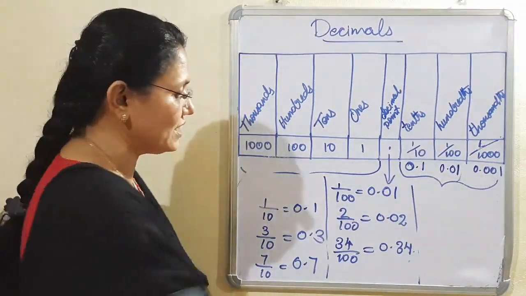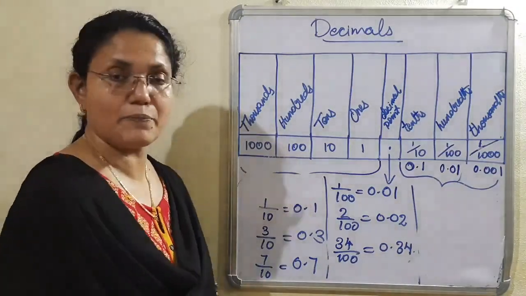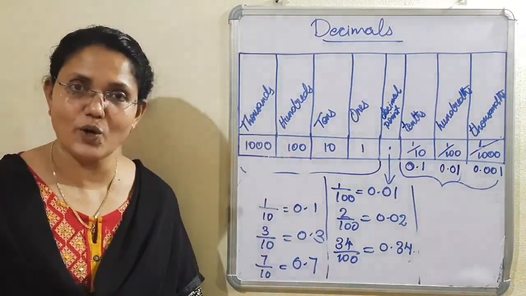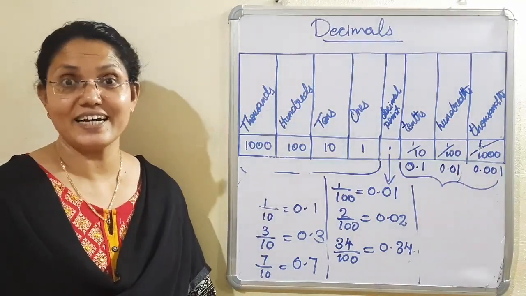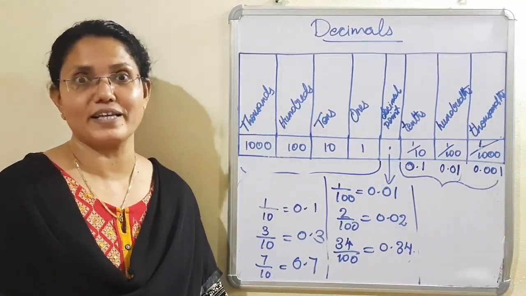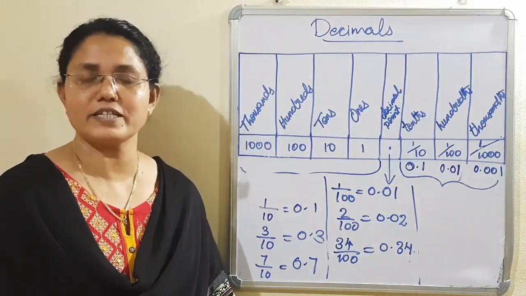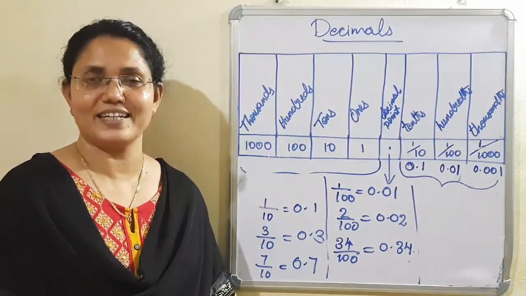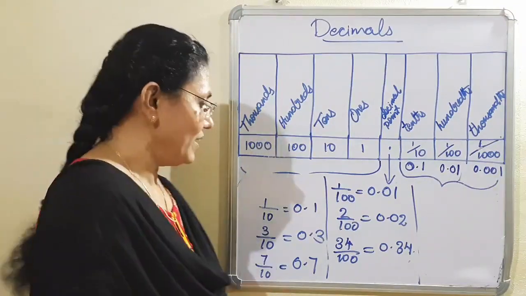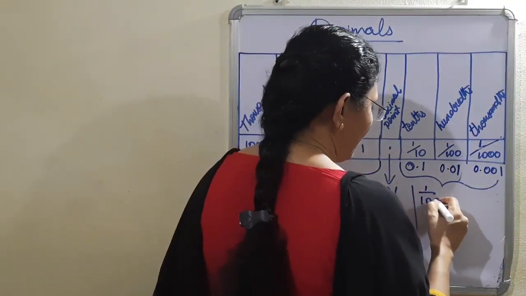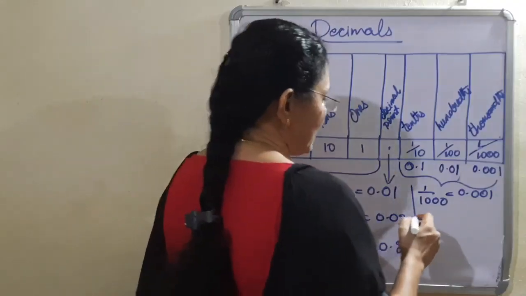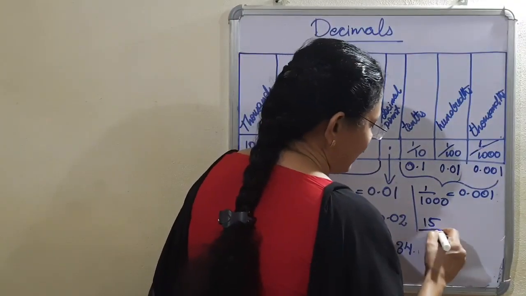Why are we writing the decimal point before this? Because according to the number of zeros in the denominator, we decide how many decimal places there should be. Decimal place means a digit that comes after the decimal point. That is decimal places. 1 by 1000, already you know, is equal to 0.001. Next, 15 by 1000 is what?